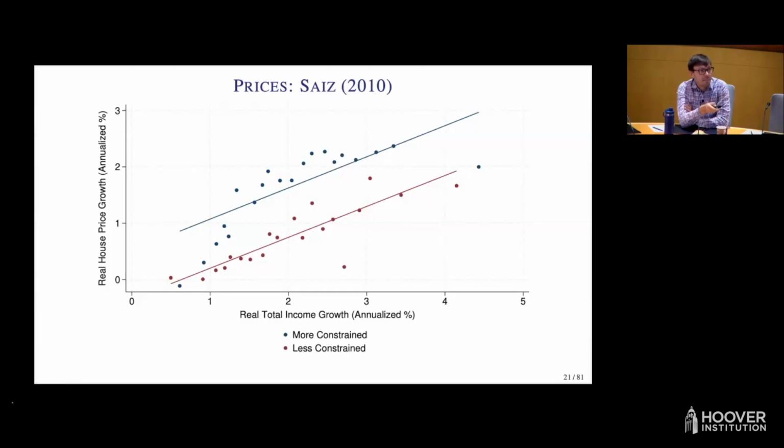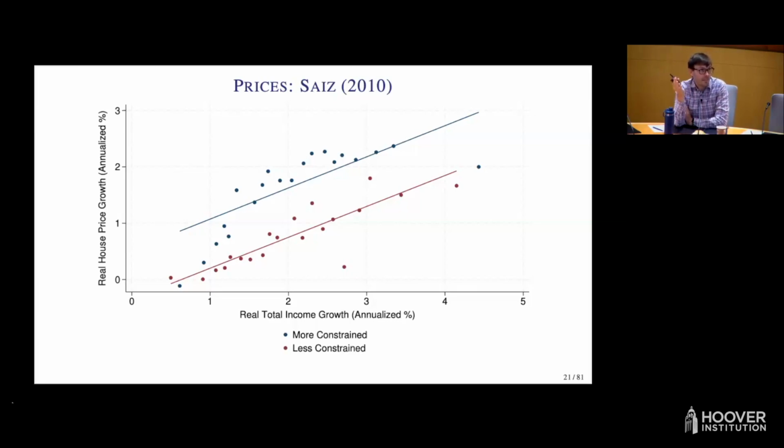I'm going to bin them by their real total income growth in the city, and then calculate average house price growth within the bin. The red lines here are less constrained, and the blue line is the more constrained. Again, the prediction from what we call the standard view is that as income growth goes up, you would expect to see a larger increase in house price growth in the inelastic cities than the elastic ones, which is to say that this blue regression line should be steeper than the red regression line. So the same income growth gives you more house price growth in inelastic cities.